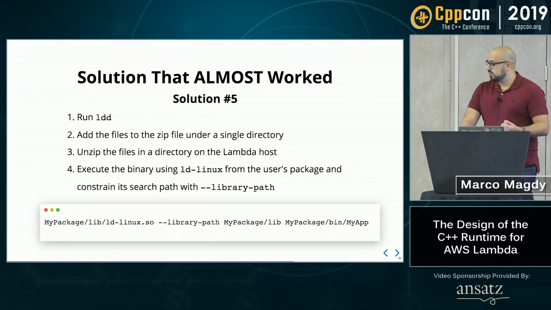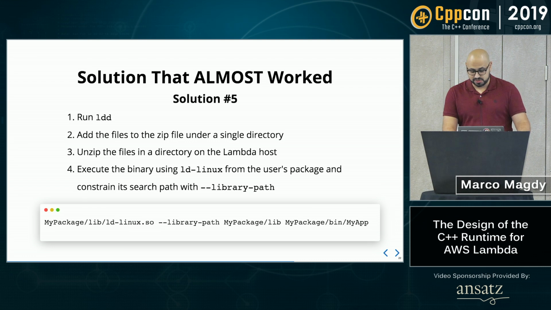So the next solution, which almost worked and got us really close, is to run the binary through the dynamic loader. So we add the files flat again into the directory, unzip them on the host, and then execute the binary through LD Linux. The command would look like this: LD Linux.so, and then we pass in the library path, and then the executable.